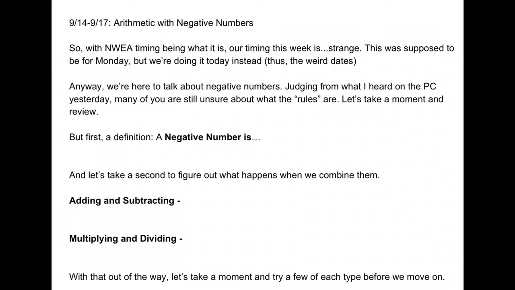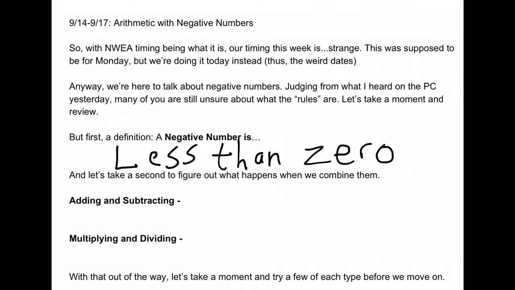Judging from what I heard on the PC yesterday, many of you are still unsure about what the rules are. Let's take a moment and review. But first, a definition. A negative number is less than 0. And let's take a second to figure out what happens when we combine them.